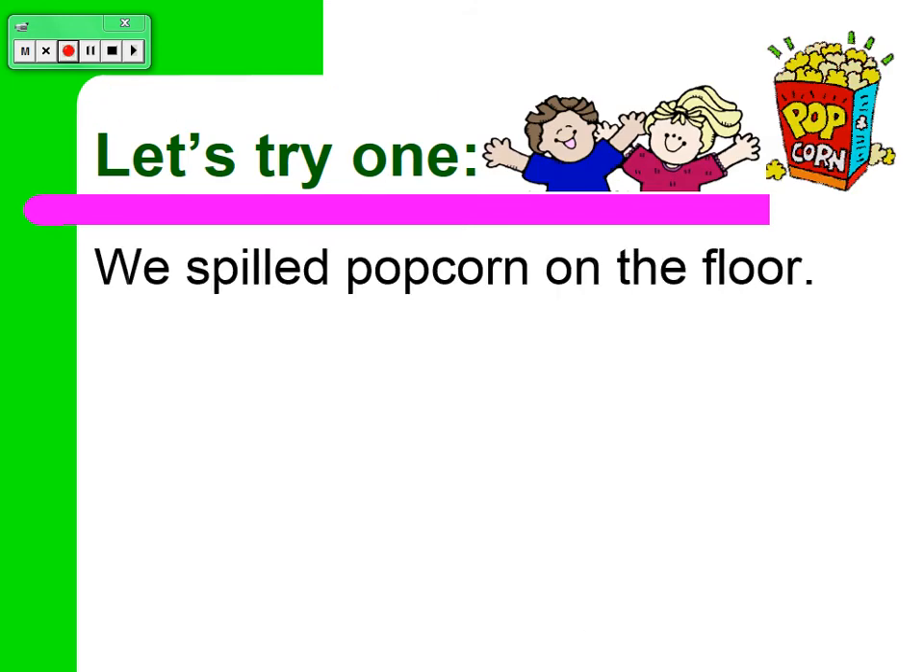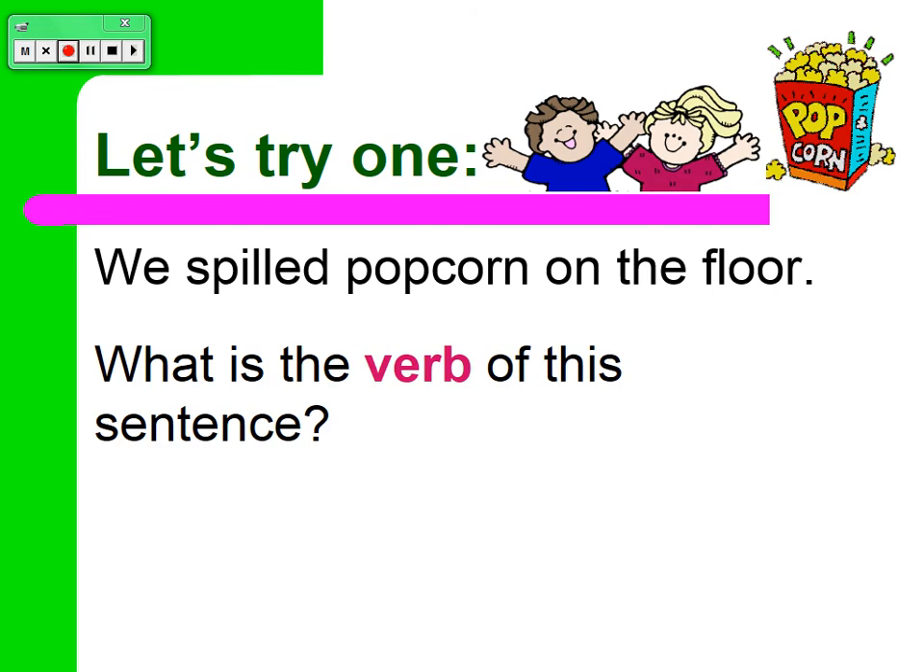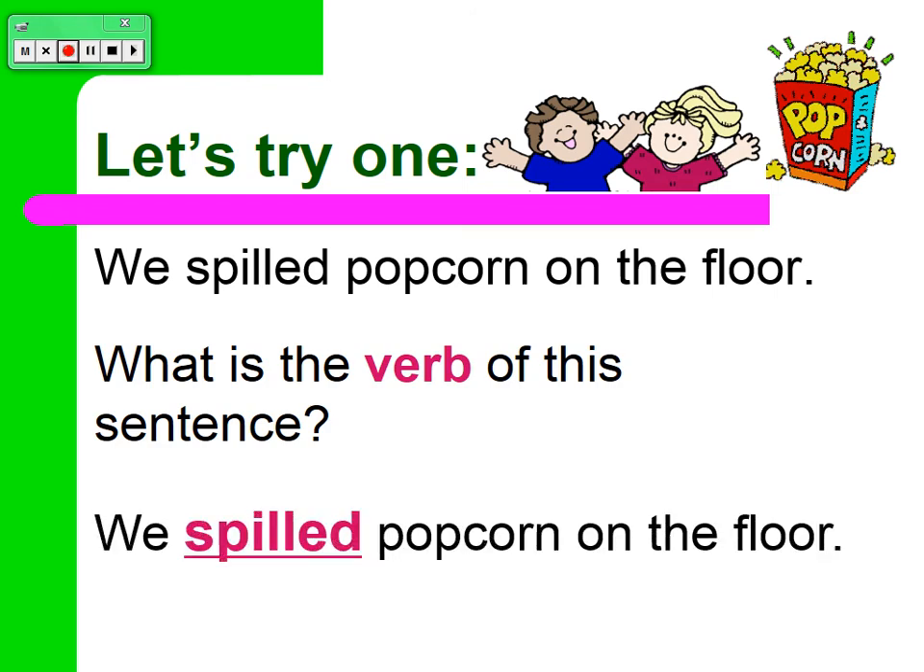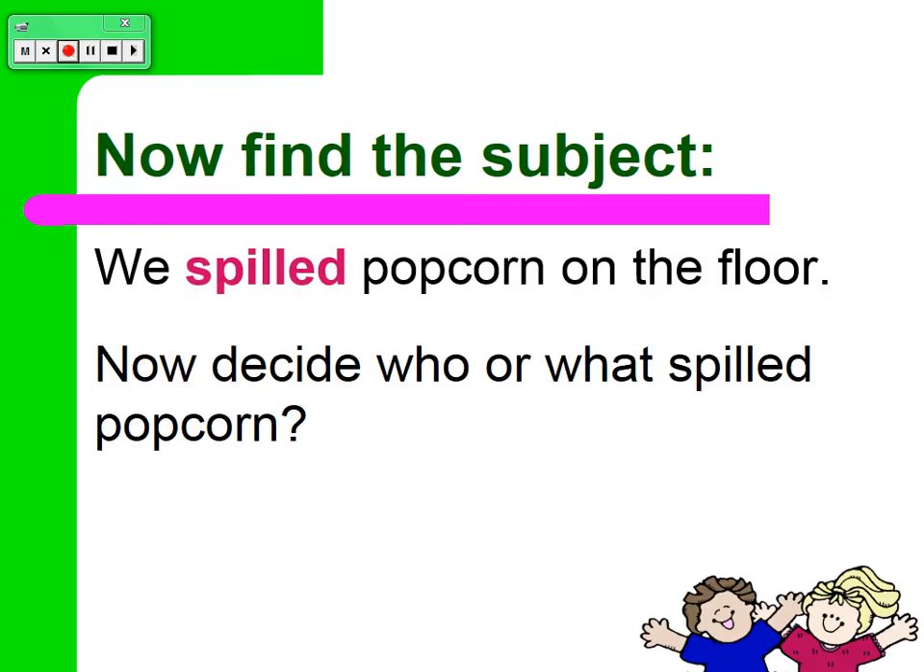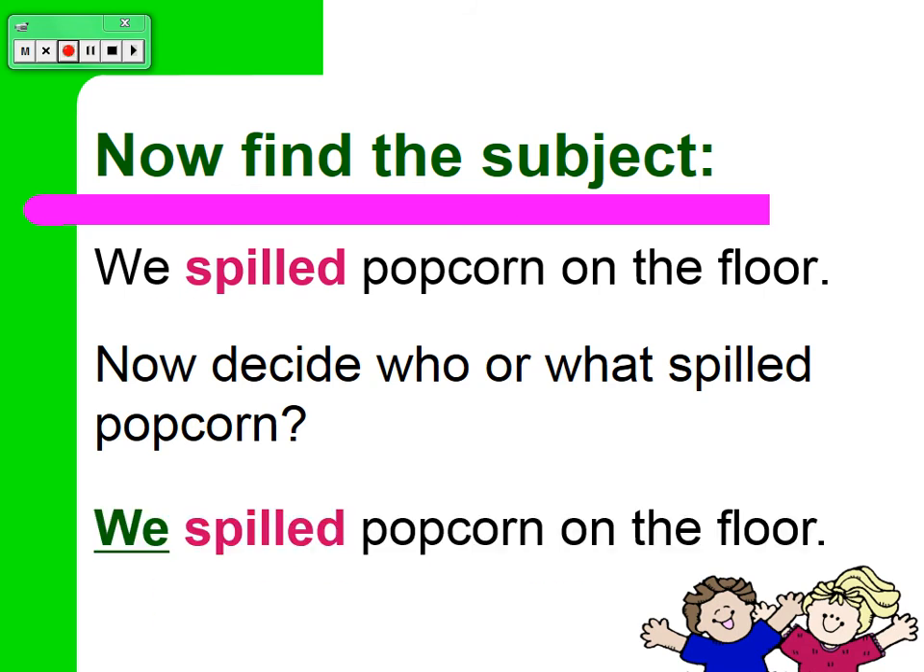All right, here's another one. We spilled popcorn on the floor. What is the verb of the sentence? The verb is spilled. So who did the spilling? We. We did the spilling, so we is the subject. Okay, so that's a quick review, just to get you remembering there are two parts of the sentence, subject and then the predicate.